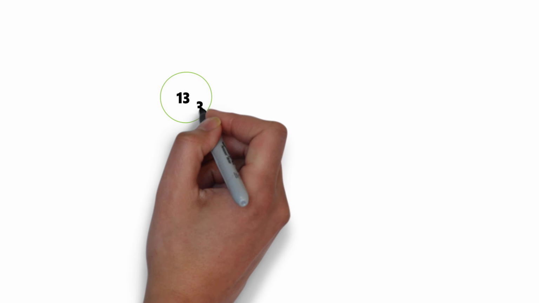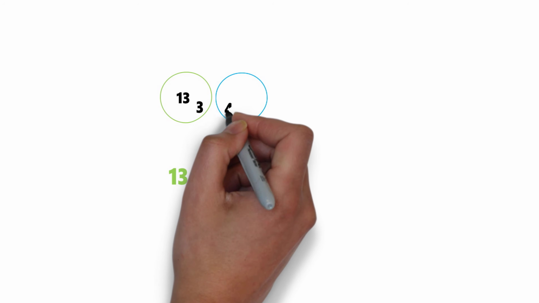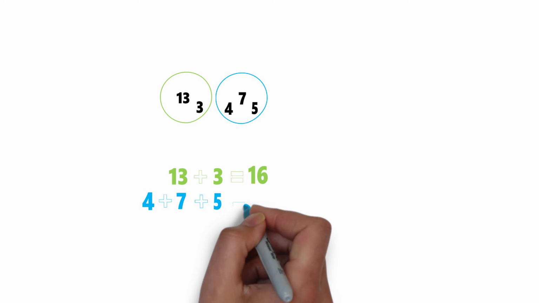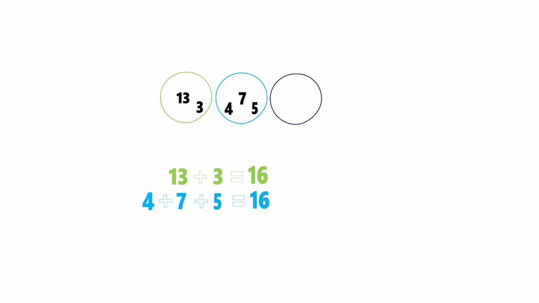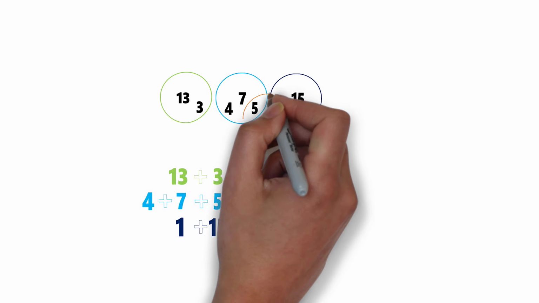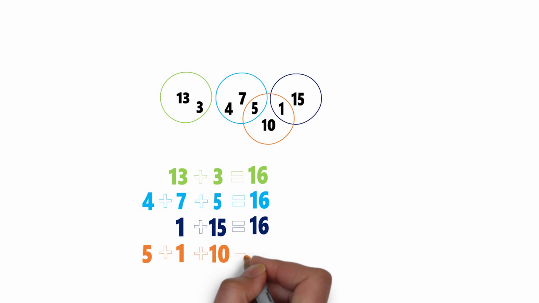We have numbers 13 and 3, and 13 plus 3 equals 16. In the blue circle, we have numbers 4 plus 7 plus 5, and all of them add up to 16. In the black circle, we have 1 and 15, which also adds up to 16. And in the orange circle, we have 5 plus 1 plus 10, which also equals 16.